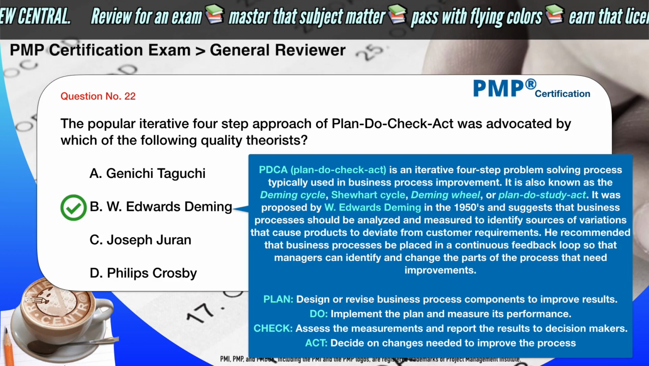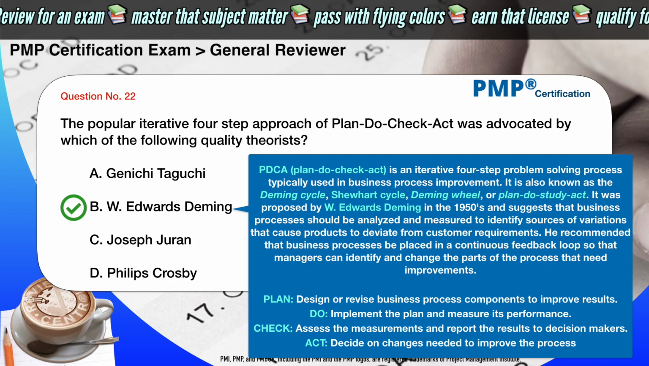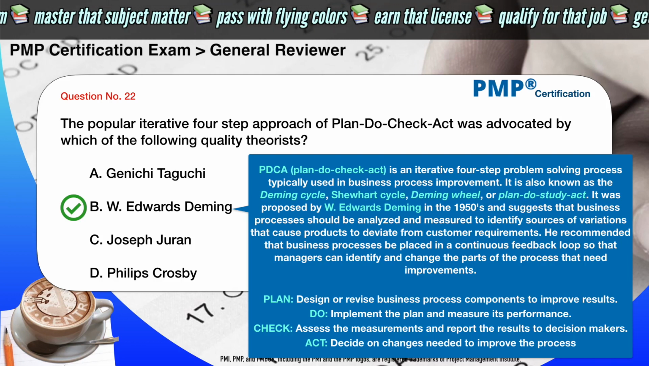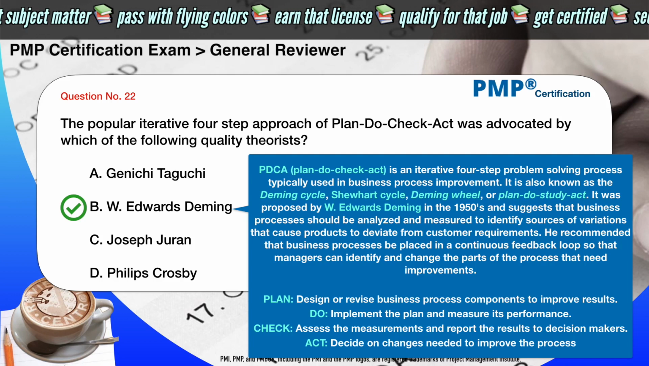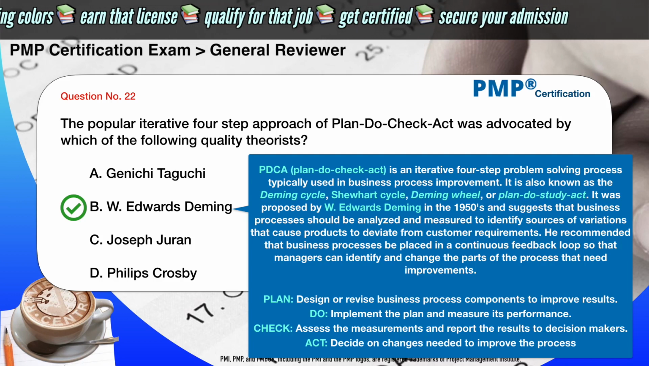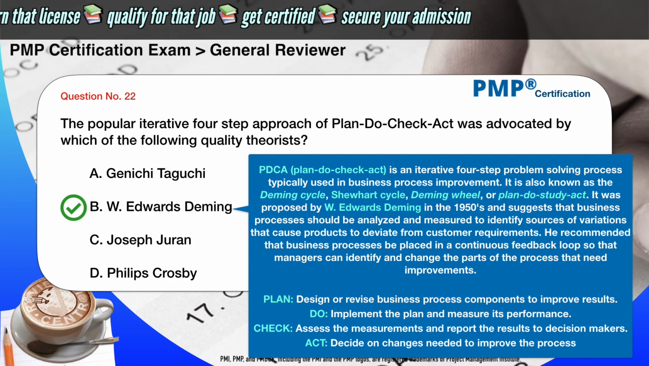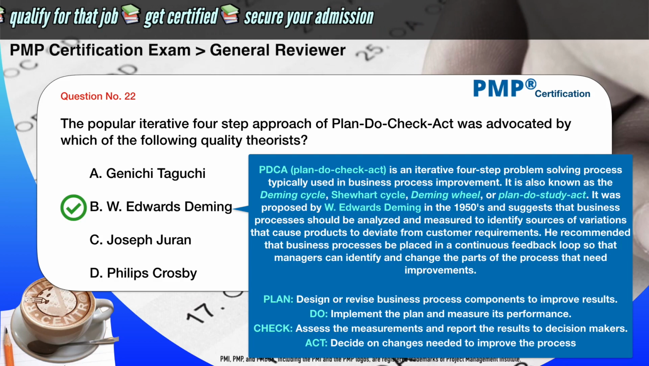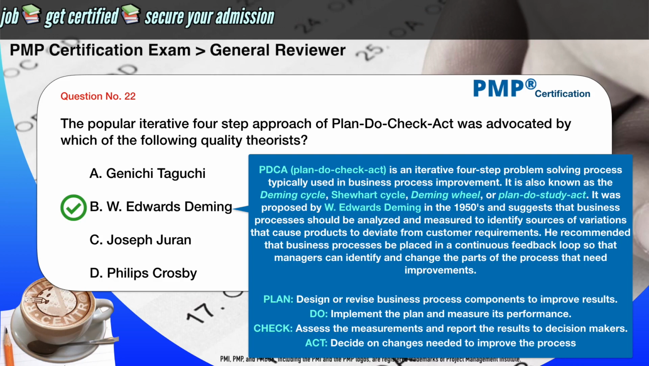The process can be summed up as follows. Plan: design or revise business process components to improve results. Do: implement the plan and measure its performance. Check: assess the measurements and report the results to decision makers. Act: decide on changes needed to improve the process.